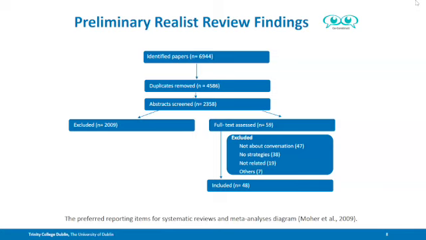This slide shows our preliminary finding from realist review. So as you can see here, I'm using the PRISMA diagram. We started with a large number of identified papers, 6,944 to be exact. And then after removing duplicates, we screened 2,358 abstracts. We then excluded a significant number of papers at this stage, leaving us with 59 full texts to assess. For those, we further excluded some papers that were not about conversation or that had no strategies or were not related to our topic, as well as some others. So ultimately, we included 48 papers in our review.